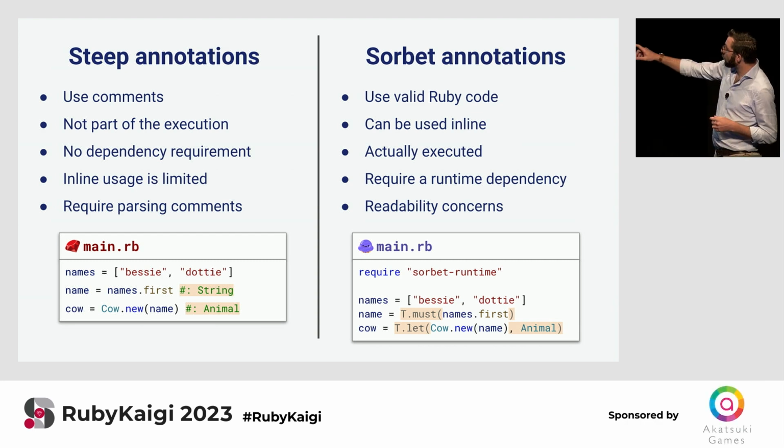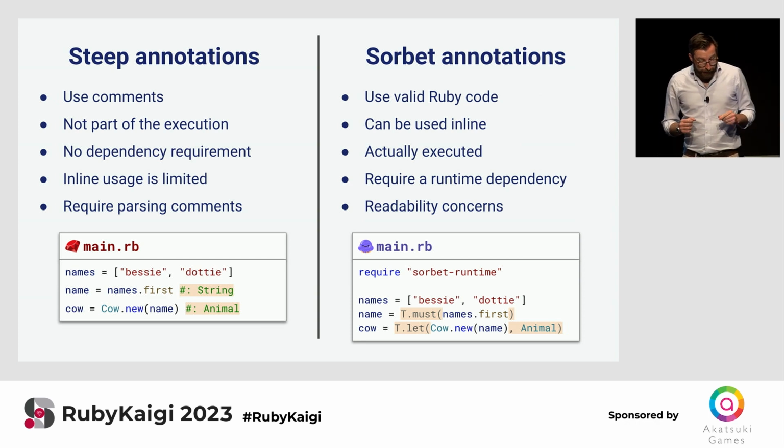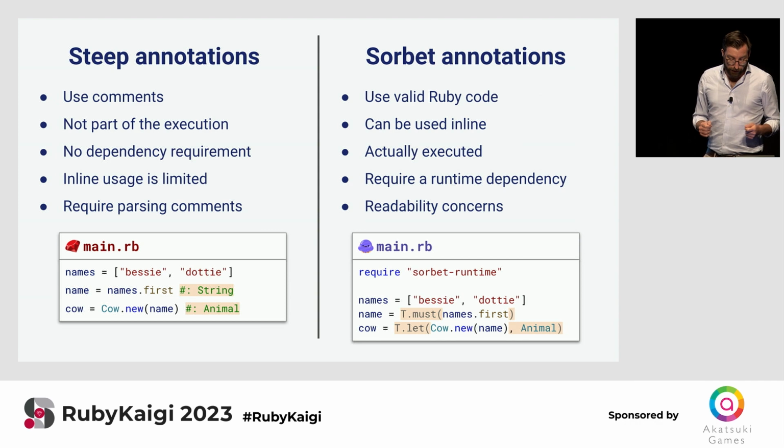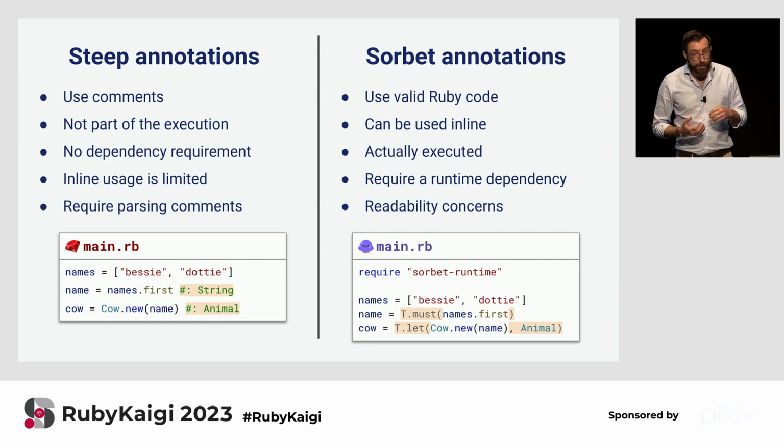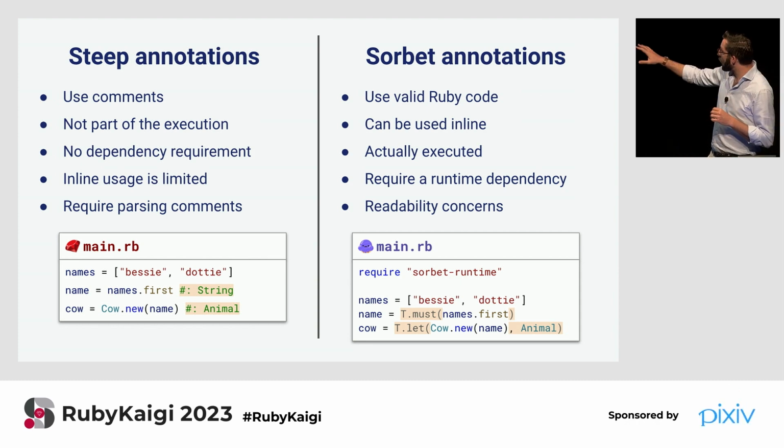You can see, for example, here the t.must that says that this thing is not going to be nil. So this code is actually going to be executed. And this is where the runtime component of Sorbet is present. If you see this require Sorbet runtime, it's for Ruby to actually understand what those t.must mean. And Sorbet runtime is also going to, at runtime, perform checks for you for things that may not have been checked statically.